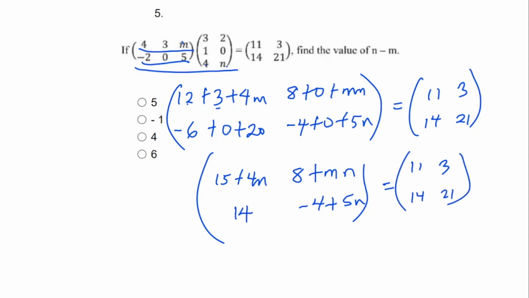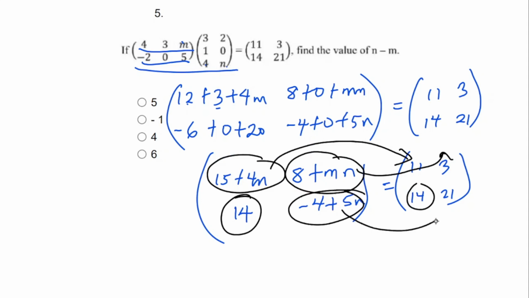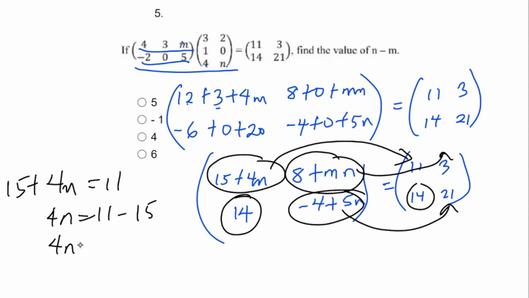What you are going to notice is that this 14 is equal to this 14, which means this is also equal to this, and this is equal to this. So we are going to take them one by one. If you pick 15 plus 4n equals 11, we can use it to find the value of n. That's 4n equals 11 minus 15. That is 4n equals minus 4. So divide both sides by 4. Then n equals minus 1.